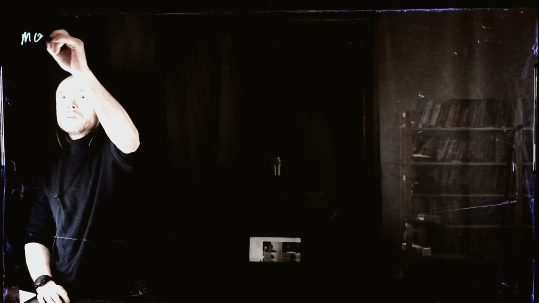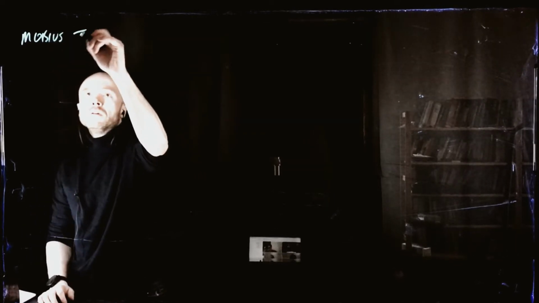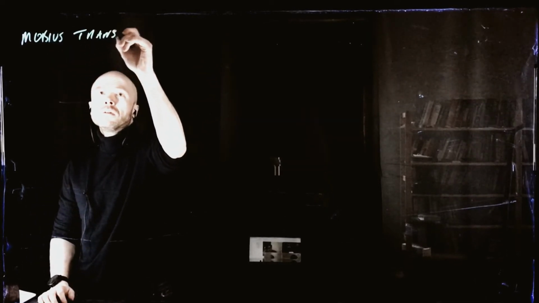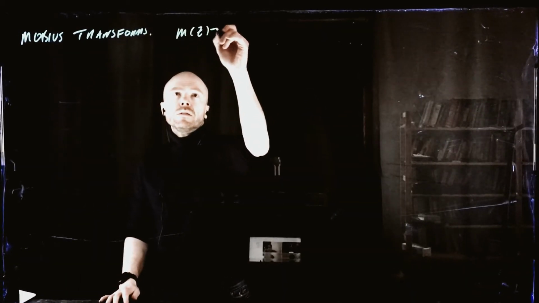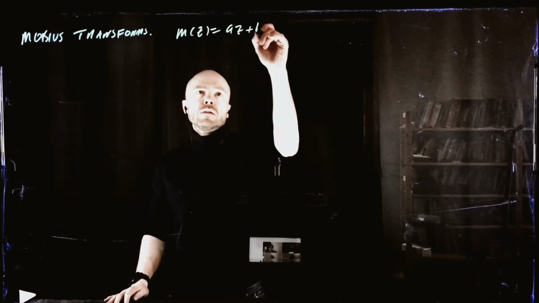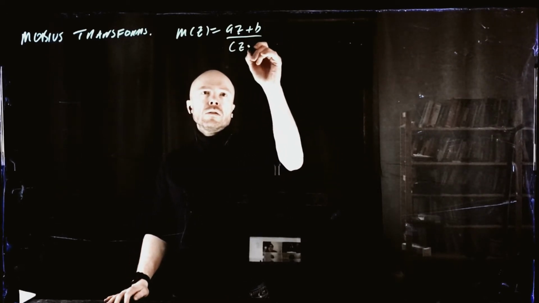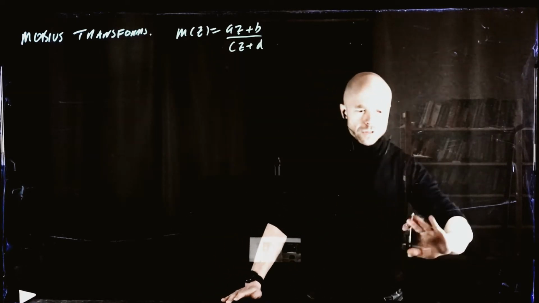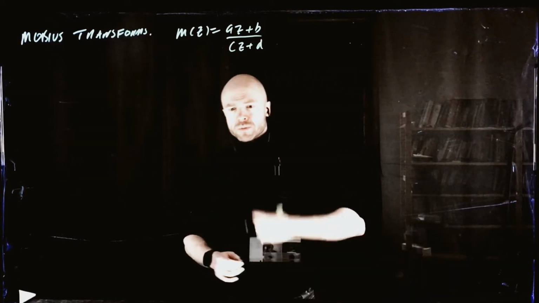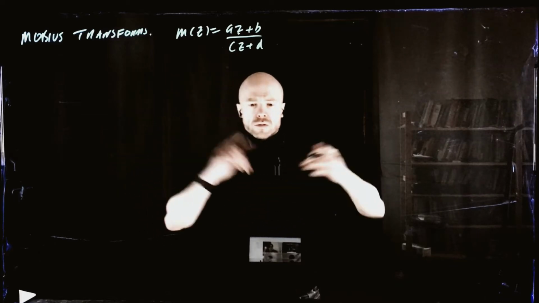Okay, let's get going. So we were talking about Mobius transformations, which are mappings of the kind like this. And what I was in the middle of showing you was that Mobius transforms map lines to circles or lines.